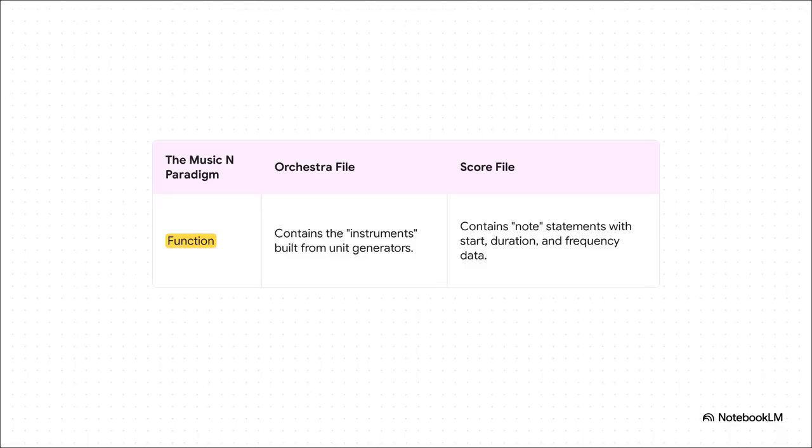And this whole system, which became known as the music N paradigm, really cleverly mirrored the way traditional music works. You had an orchestra file, and that's where you defined your digital instruments built from those Lego bricks. And then you had a score file, which was just a list of instructions telling those instruments what to play, when to start, how long to hold the note, and so on. It was like a digital symphony, all laid out in lines of code.